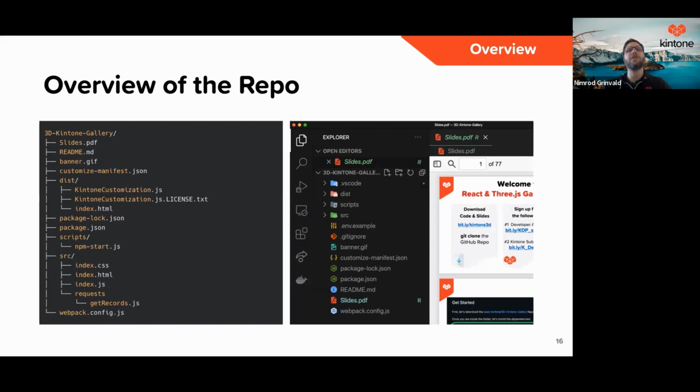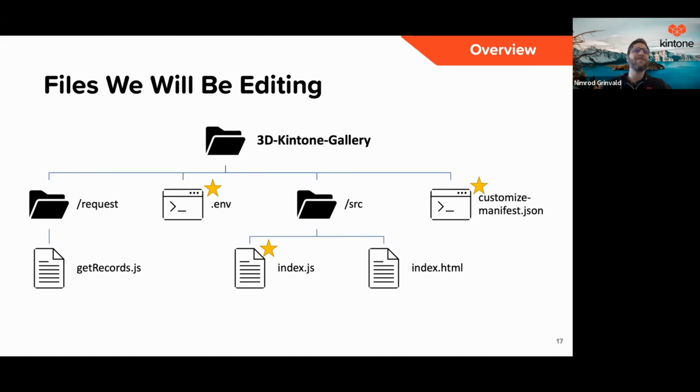And then what you should see if you open up the repository in your code editor, I'm using VS Code. So folks, inside of this repository, in this directory, you'll notice there are a few folders, there are a few files, and the ones with the blinking stars are the ones that we're going to be touching today. And they are .env, customize-manifest.json, and index.js.